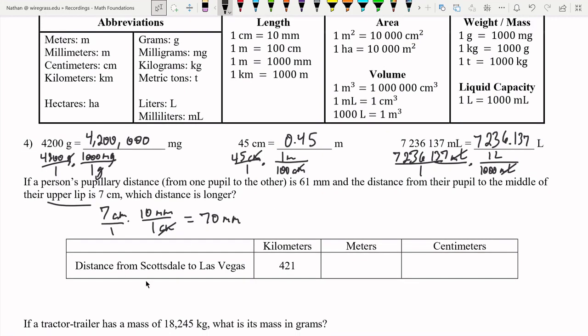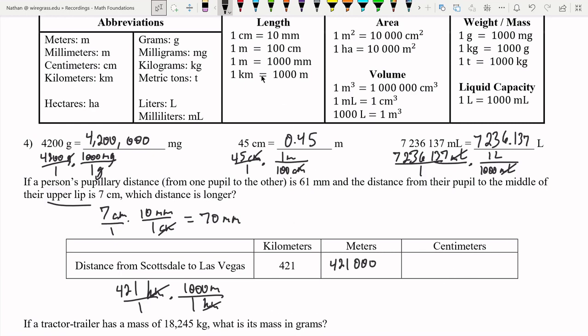Okay, the distance from Scottsdale to Las Vegas is 421 kilometers. And there are 1,000 meters in 1 kilometer. So 421 kilometers, 1,000 meters for 1 kilometer. Kilometers cancel, and we're just going to get 421,000 meters.